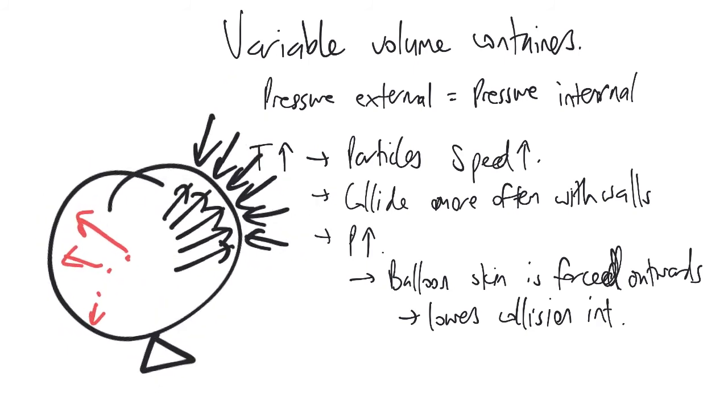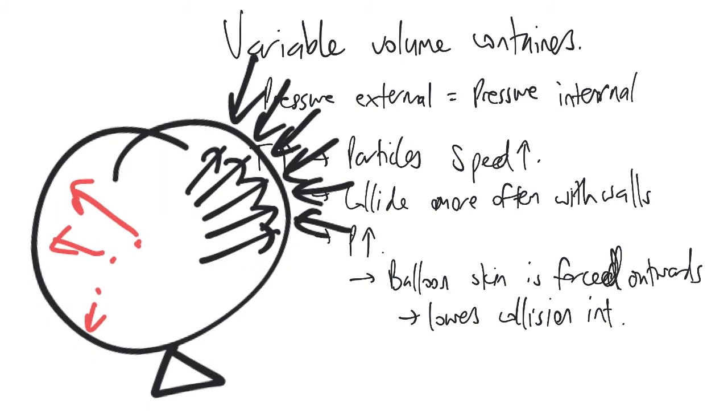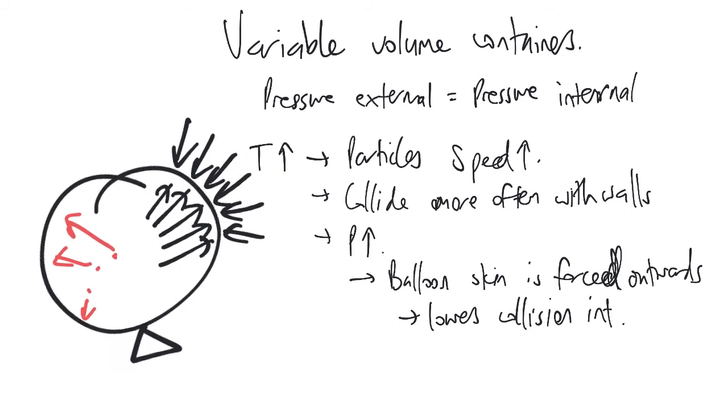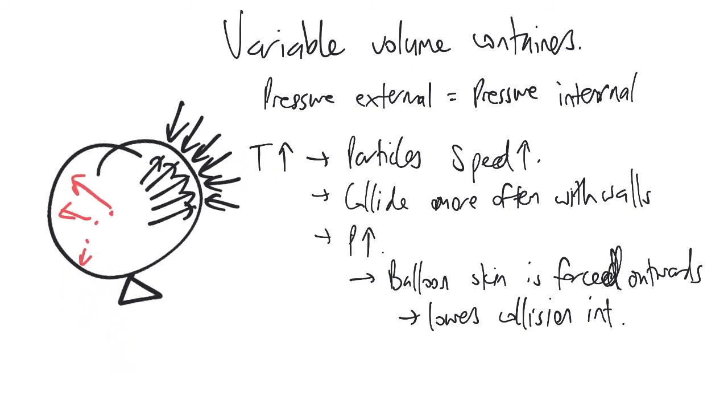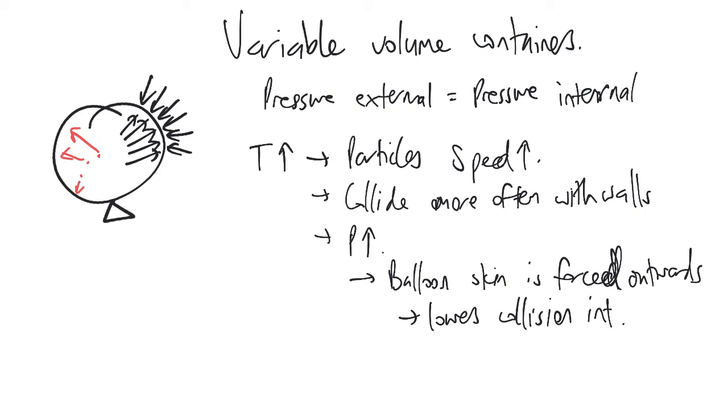Okay, so you've forced it outwards, and then you're going to have lower collisions internally. If you have lower collisions internally, that means it's going to bring the pressure down. Okay, this brings the pressure down until it becomes equal with the external pressure again. All right, so that's the idea of temperature and the balloon size. So temperature and balloon size, or the volume, are proportional. Okay, because the idea is that the internal and the external pressure have to be maintained as the same.